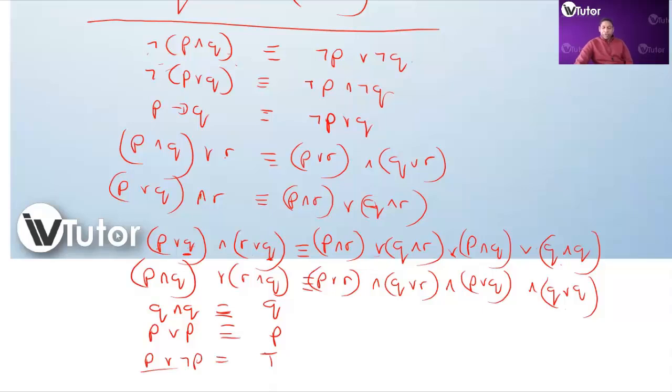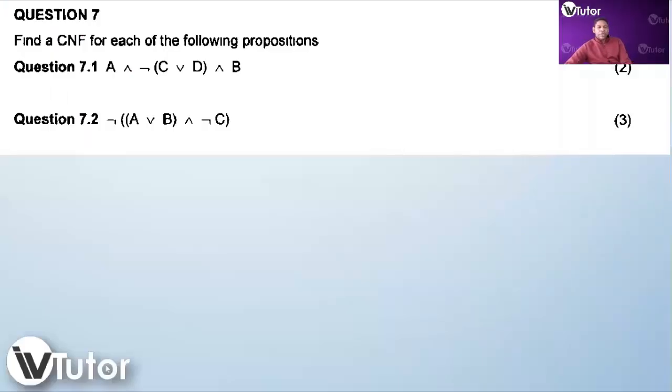As an example for that, I have the following question. We want to put it in conjunctive normal form. So A and this is fine. Not (C or D) is going to be not C and not D, and B. And then that's it. It's in conjunctive normal form, right? We've got a conjunction of this and that. So it is in conjunctive normal form, simple.